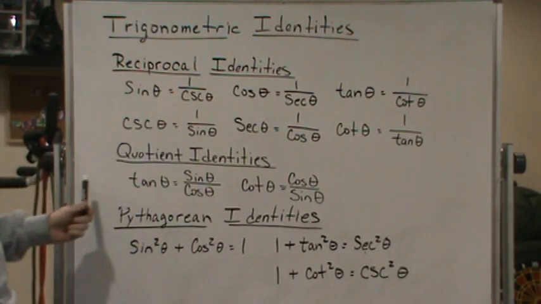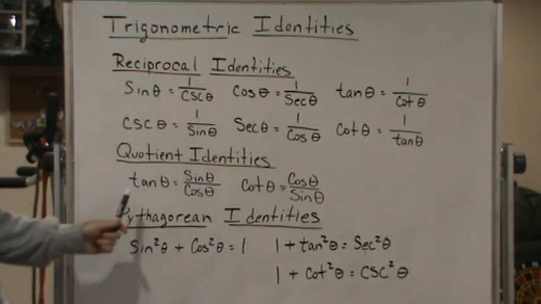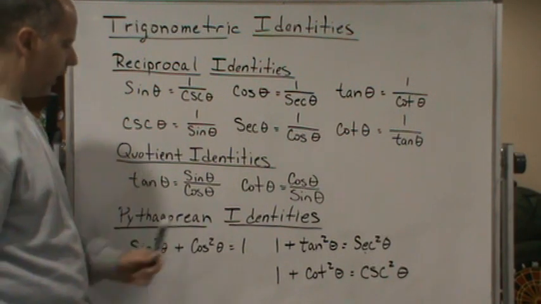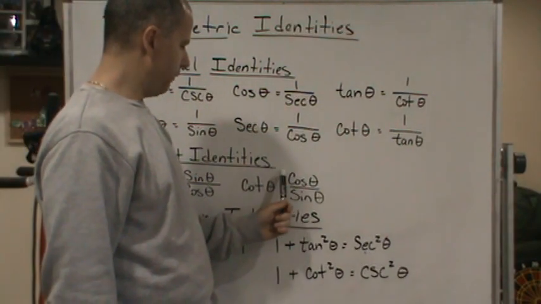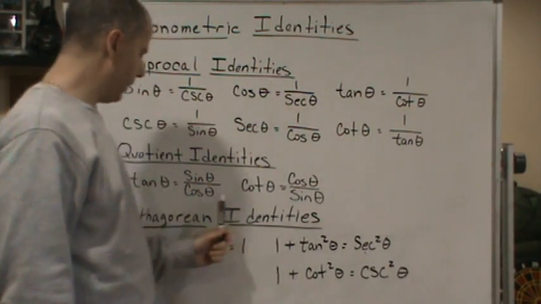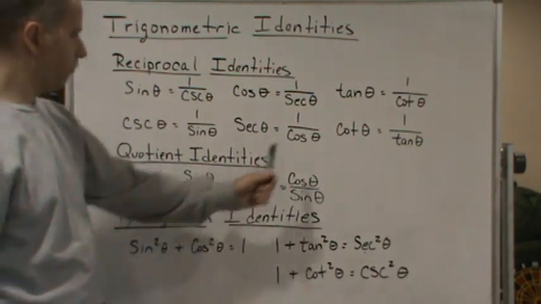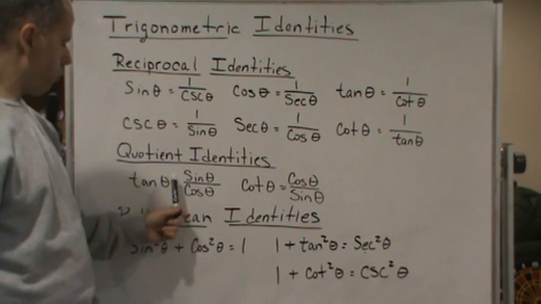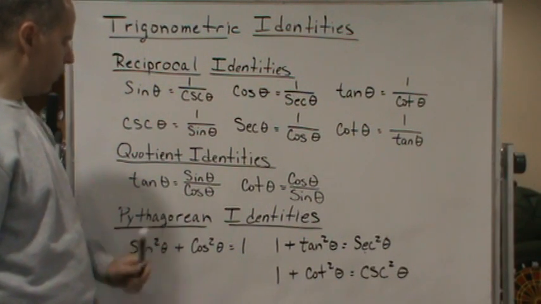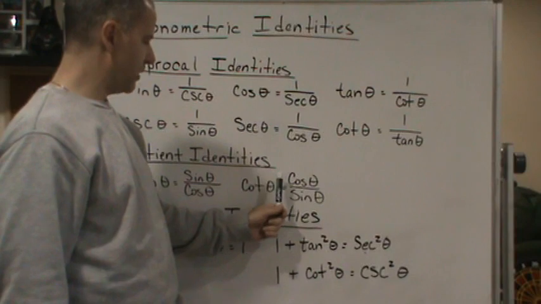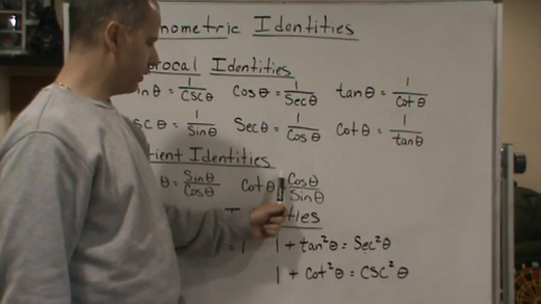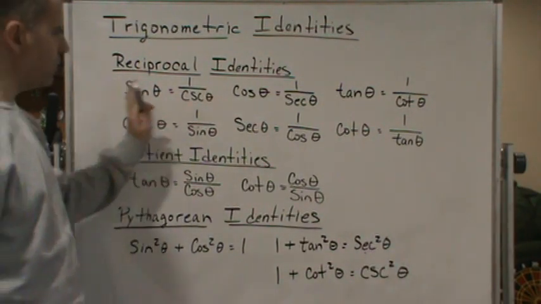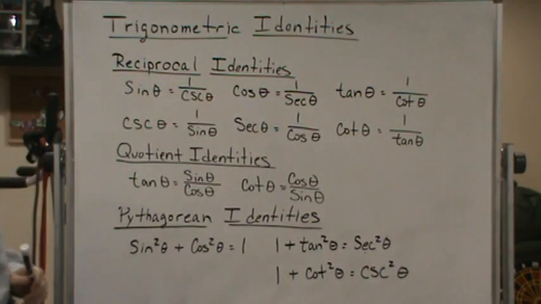And then we have the two quotient identities that we've seen. So tangent can be defined as sine over cosine, and cotangent can be defined as cosine over sine because they are reciprocal. Remember, tangent and cotangent are reciprocal functions, so if tangent theta is sine over cosine, then cotangent is the reciprocal of that, so we're going to do cosine over sine. So these are pretty easy to remember based on that.